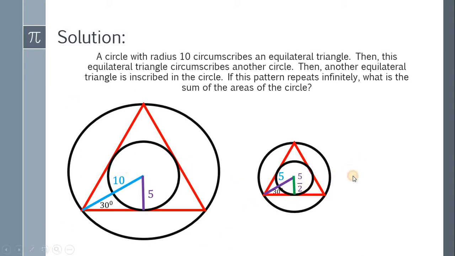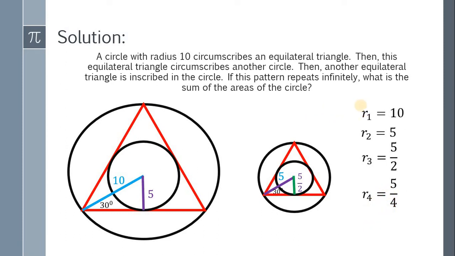Now, the radius of the big circle is equal to 10. The radius of the next circle is equal to 5. The radius of the third circle is equal to 5 over 2. And the radius of the next circle is equal to 5 over 4, and so on and so forth.